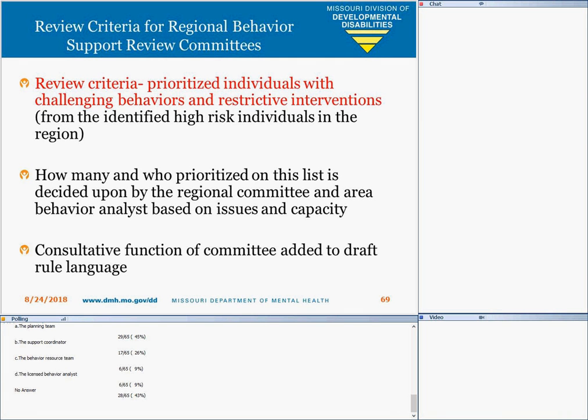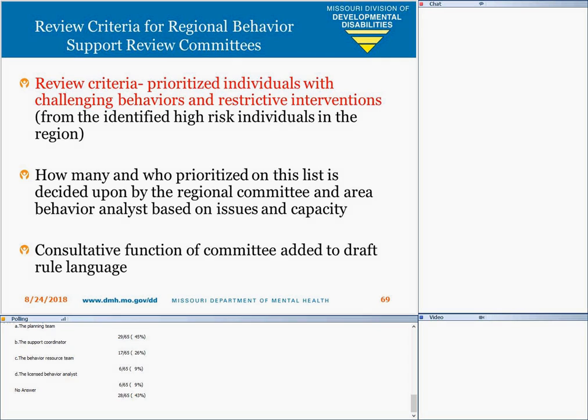Currently there are 4 Regional Behavior Support Review Committees in the state. If you don't know of a review committee in your region, but you want to access consultation by a review committee, you contact the area behavior analyst for which you practice, and they will get your strategies reviewed by the closest committee. So even though there are only 4, we can't do everything statewide through that process.